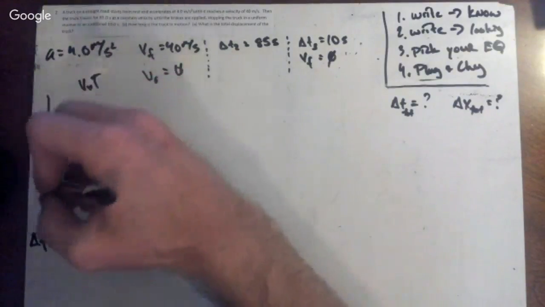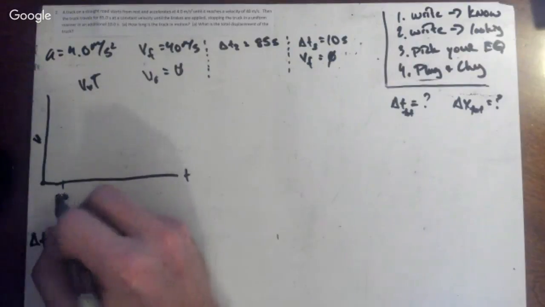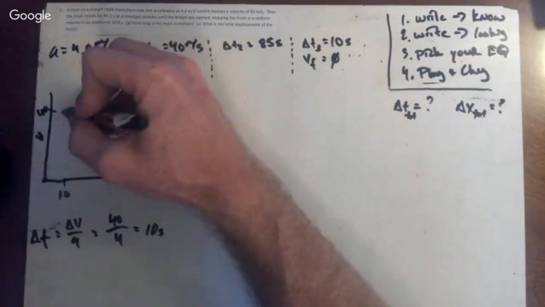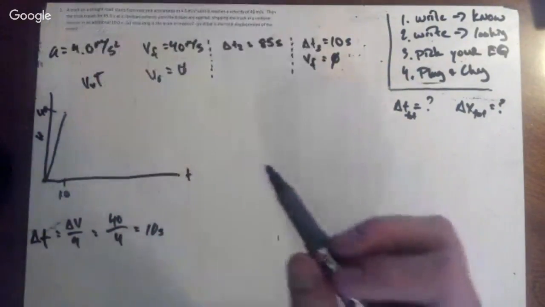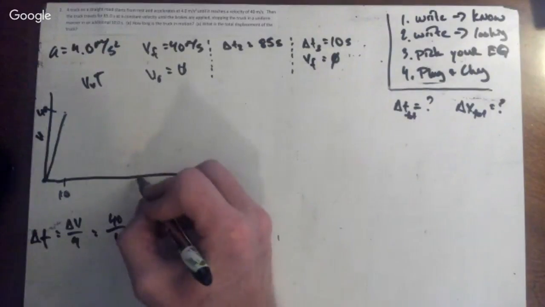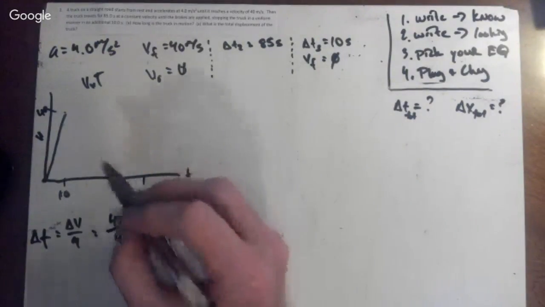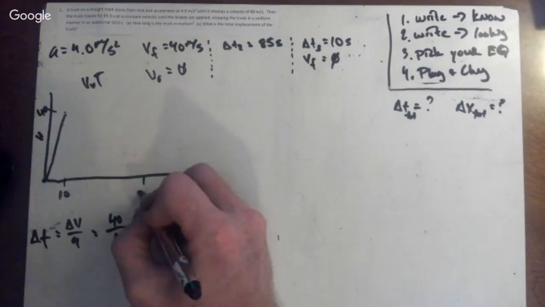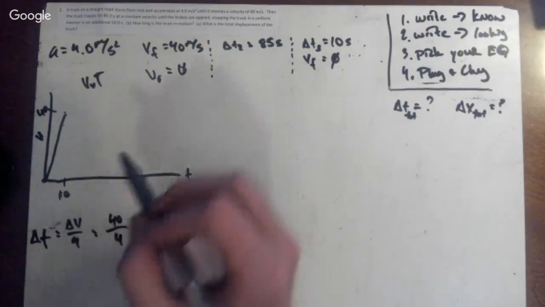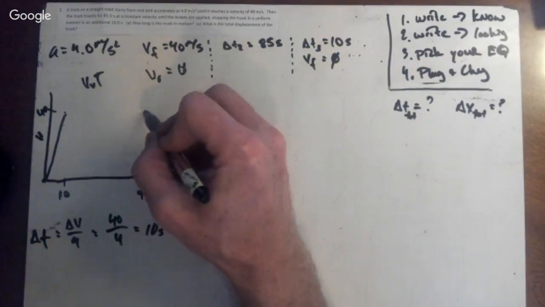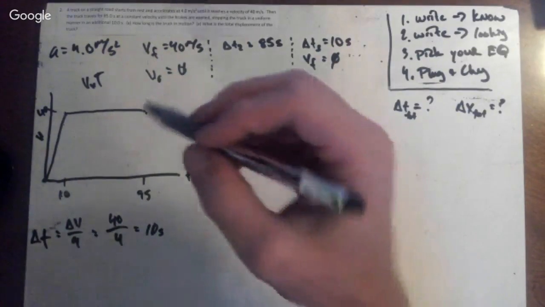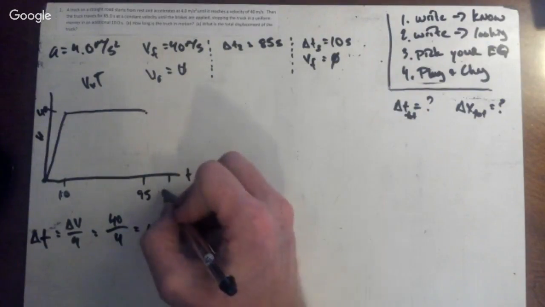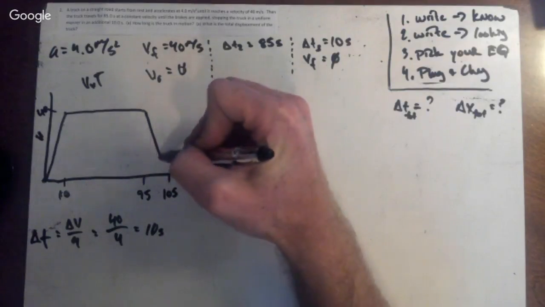So over 10 seconds, does that look okay? It goes from 0 to, let's say, up there, 40. Uniform acceleration, there we go. Now we know that it then holds that speed for 85 more seconds. So from 10 to 95, because there's 85 seconds in between there. And then 10 more seconds until it stops. So that would be over here to 105 seconds and down to 0.